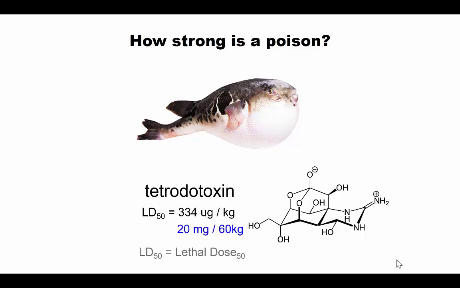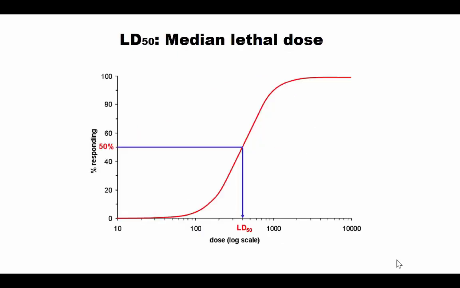So LD50 is called lethal dose 50. If we take this amount, half of the experimental subjects may die. This is the definition of LD50. For the experiment to measure this lethal dose 50, which can also be called the median lethal dose, multiple animals are used, and an increasing amount of dose is given to the animals. Here the y-axis is percent responding, which means death.